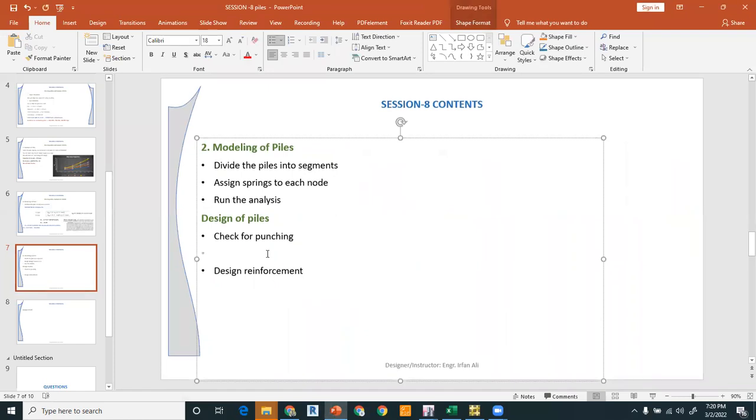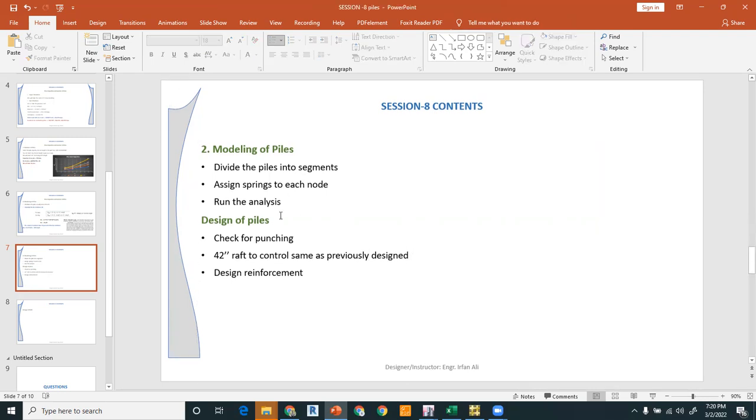There is punching, so you will use a 42 inch raft to control it, the same as previously designed, right? So the previous design of the raft will be the same, which we have designed, their reinforcement, their thicknesses, and their different layers will be the same. The only addition will be the number of piles in the pile reinforcement, right?